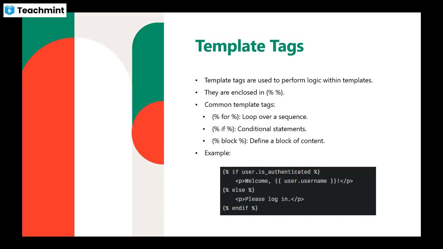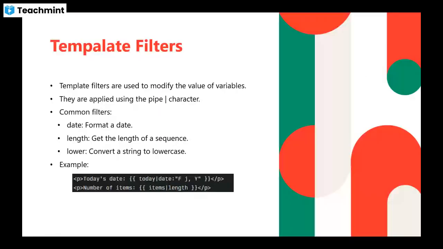Next topic is template filters. Template filters are used to modify the value of variables. We have already discussed variables. Variables are nothing but the data we are sending from our Django views to HTML files. Using filters, you can modify the data. For example, if you are sending a date from backend to front end, you can modify the date according to your format. That can be done using these filters.